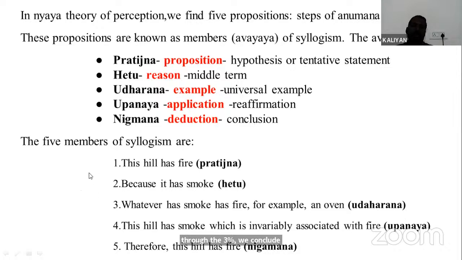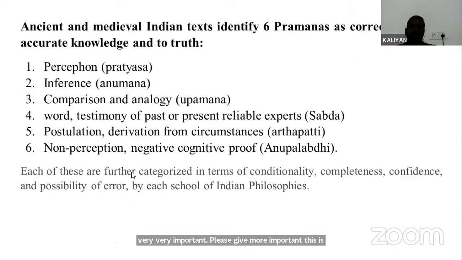So many times they ask this example: the hill has fire because it has smoke. What is the meaning of this proposition? They ask for the hetu, pratijna or udaharana. So hetu is the reason in this example. So this is very important. Please give more importance to this particular chapter.